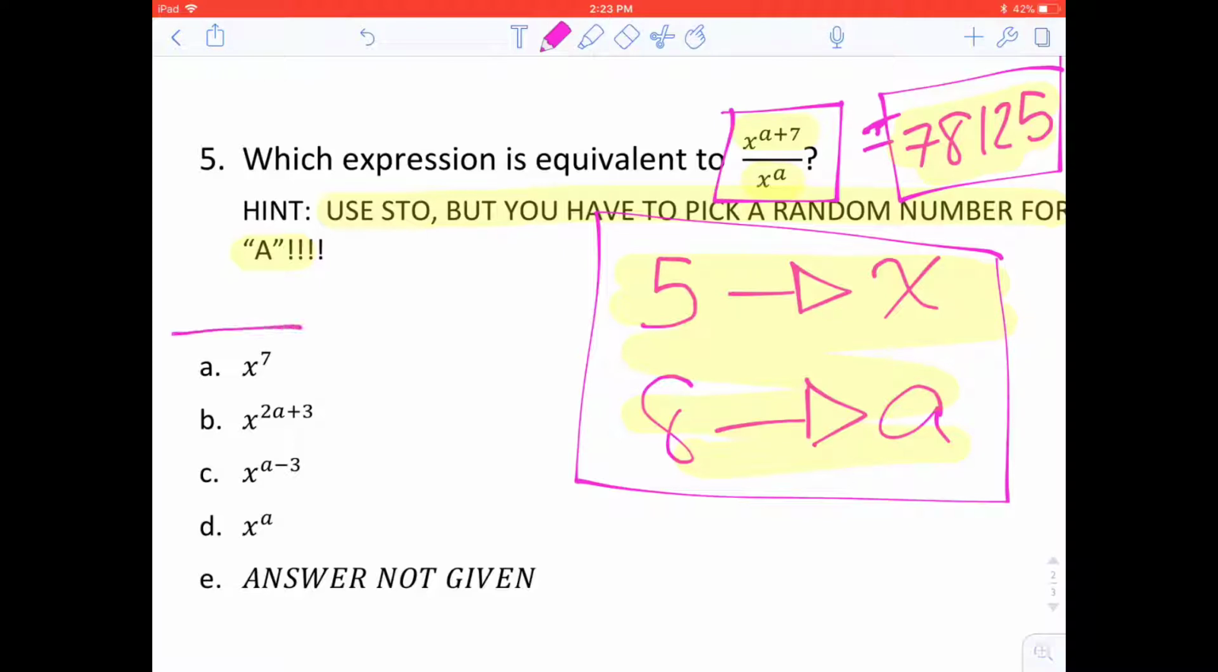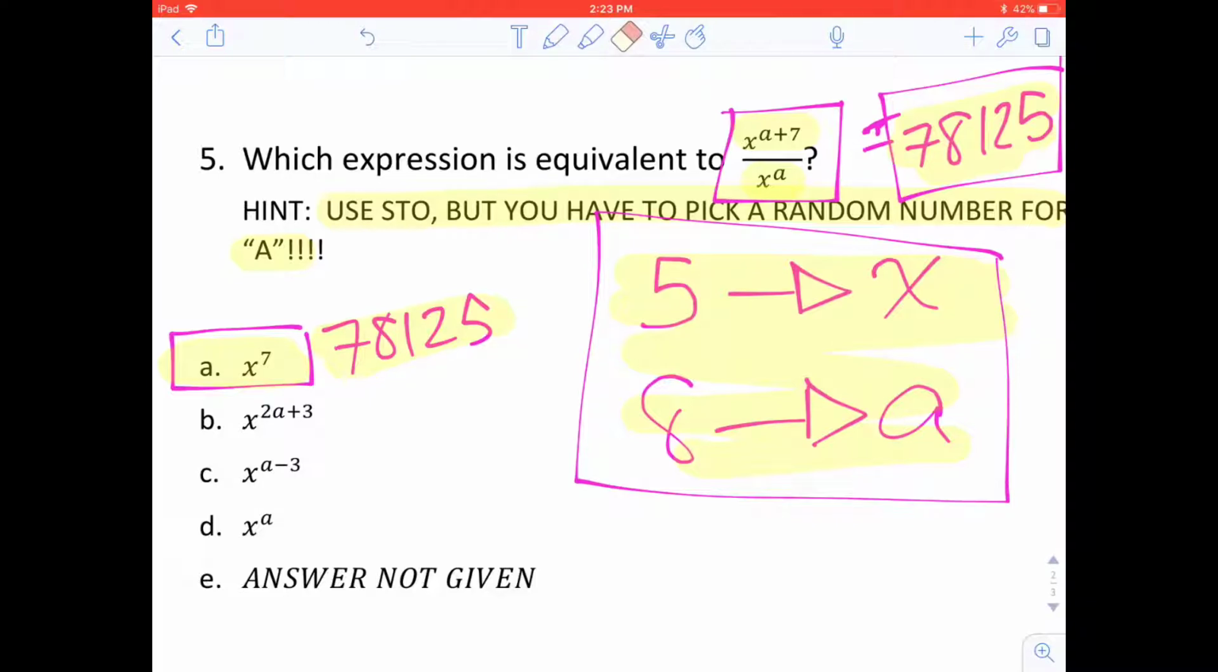So here we go. I'm going to take letter A. I'm actually going to type x raised to the 7th power in my calculator. And when I do that, I get 78,125. That tells me that this is my answer. Notice that I have two matching outputs.